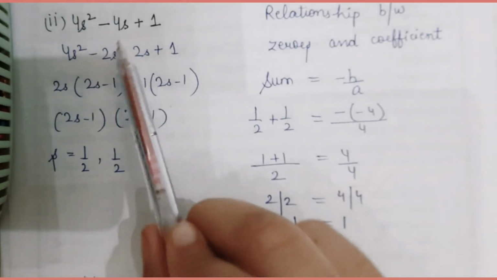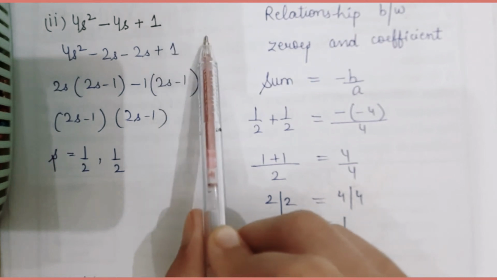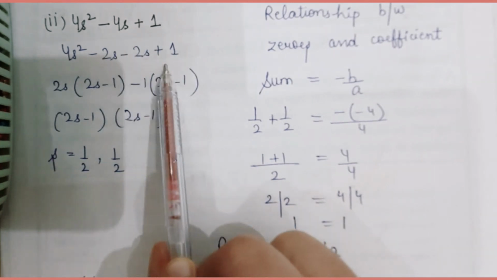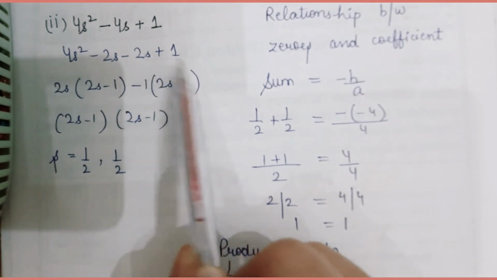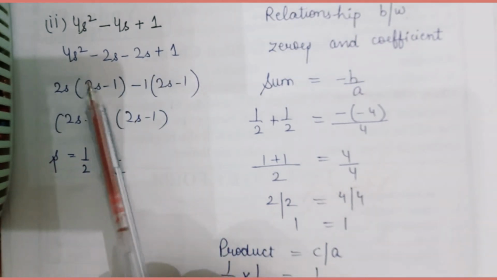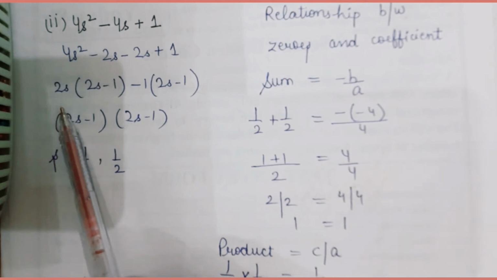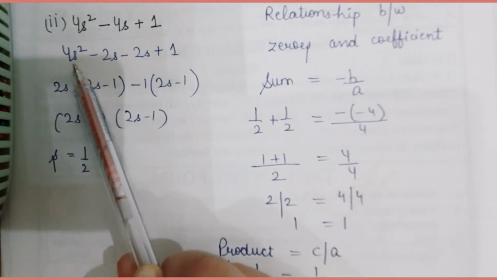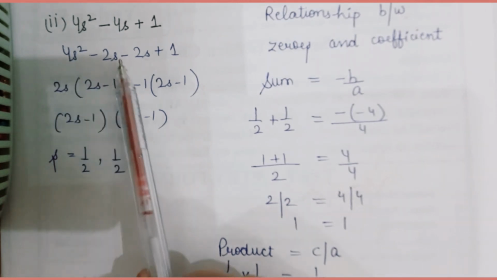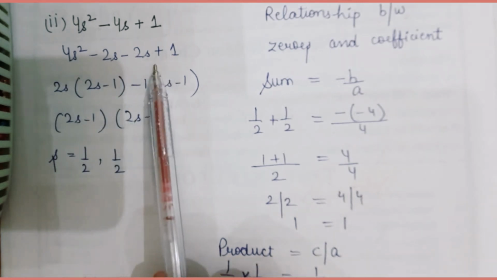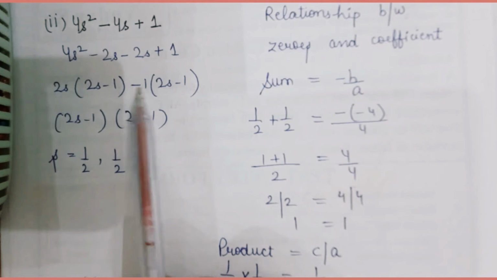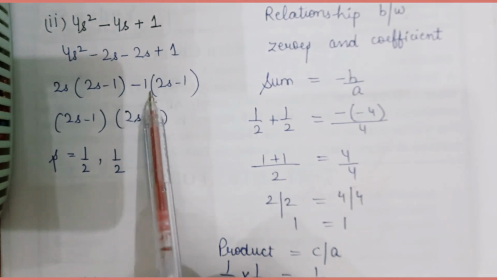Part 2: 4s square minus 4s plus 1. We will split the middle term as 4s square minus 2s minus 2s plus 1. Now from there we will take 2s common. In this, 2s remains, and there 1 remains. From there we have a choice that we can take 1 outside or minus 1.